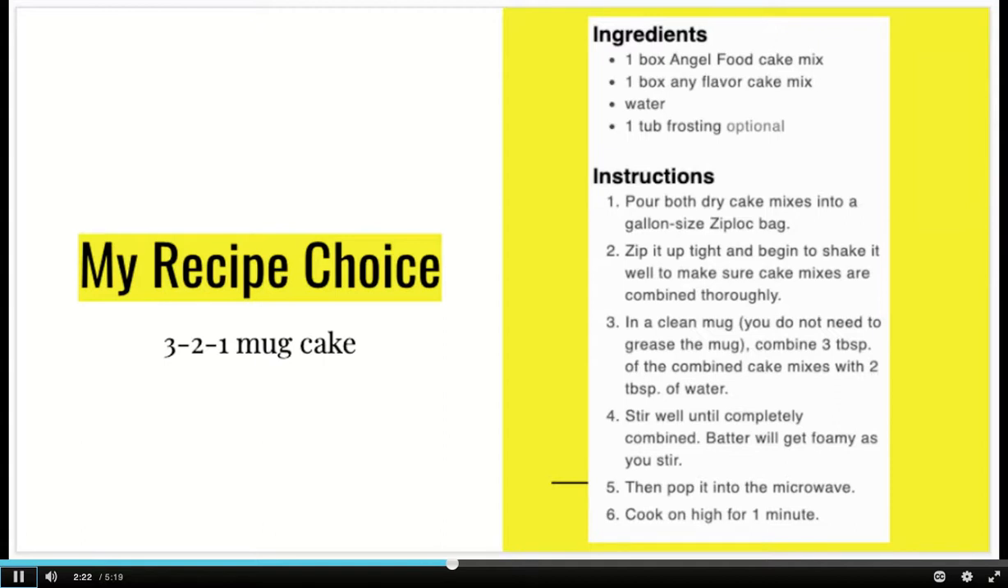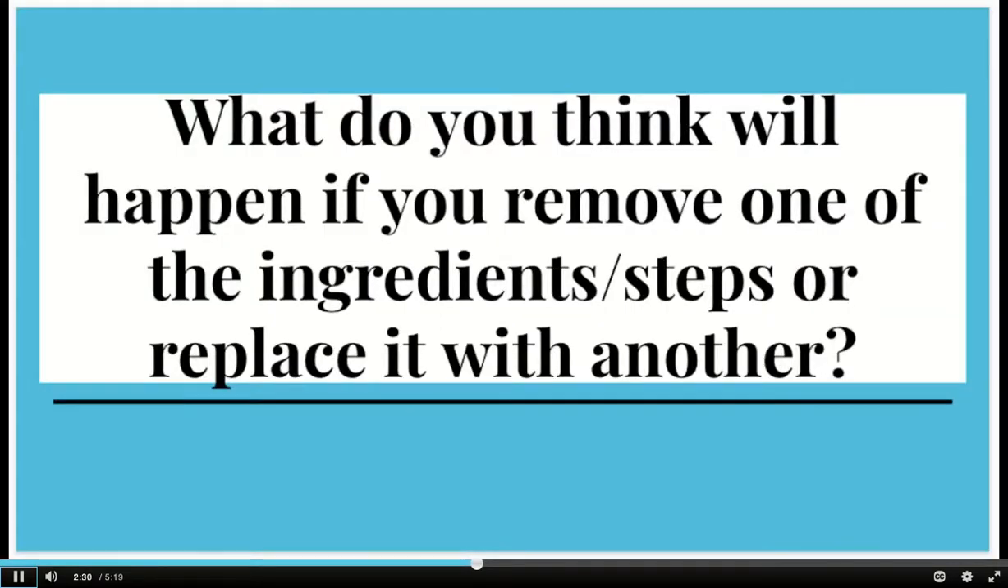Once you decide on your recipe and the one ingredient and/or step to remove or substitute, answer this question. What do you think will happen if you remove one of the ingredients or steps or replace it with another? I decided to leave the angel food cake mix out and skip step 1. I'm not really sure if this will change the end result a whole lot because I still have 1 cake mix. However, I think the altered cake result is going to be super dry and more like bread rather than cake. Answer this question based on your recipe and what you decided to remove or change.